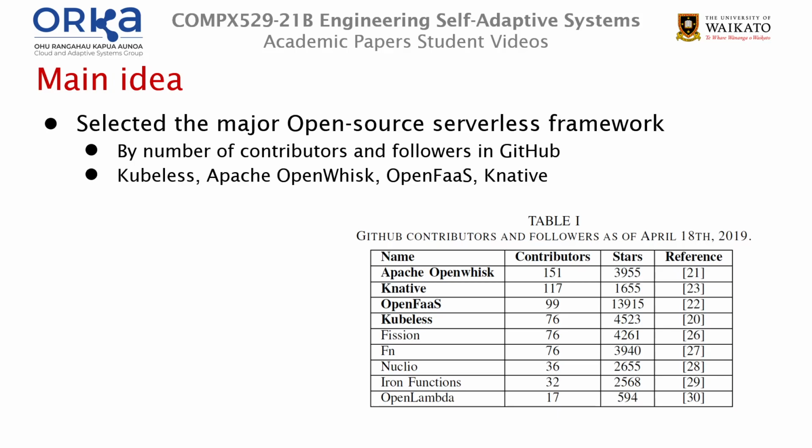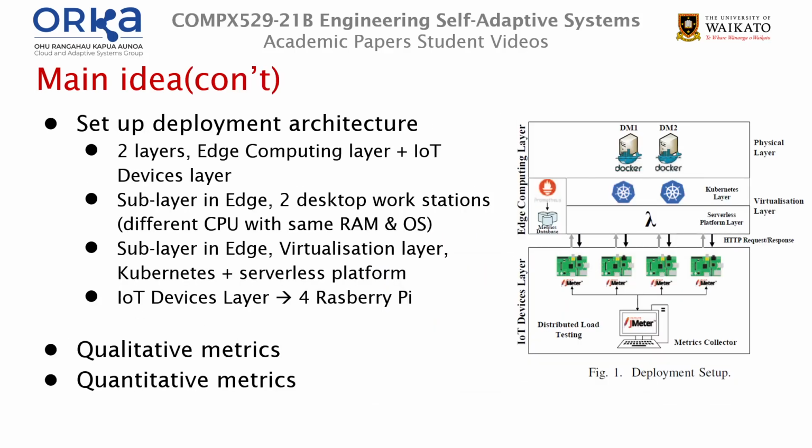The author selected a stronger community as one of the important criteria for the open source frameworks. They first selected the popular frameworks by the number of contributors on GitHub, then selected the highest for the experiment. The four open source frameworks are Kubernetes, Apache OpenWhisk, OpenFaaS, and Knative. All the frameworks are deployed in the same environment.